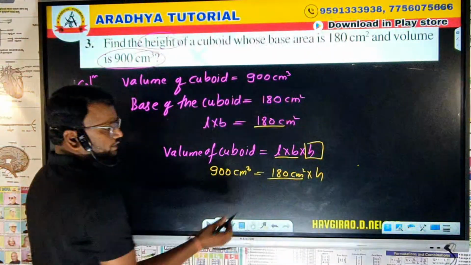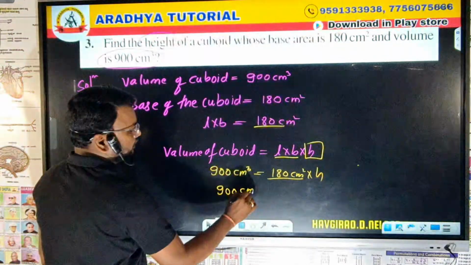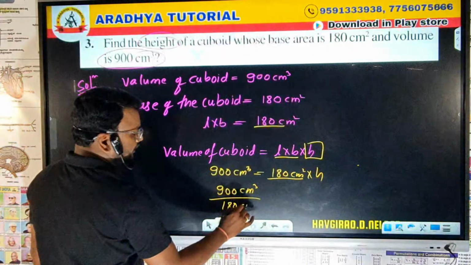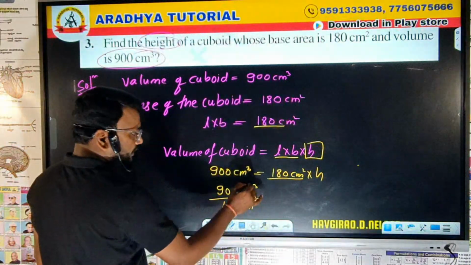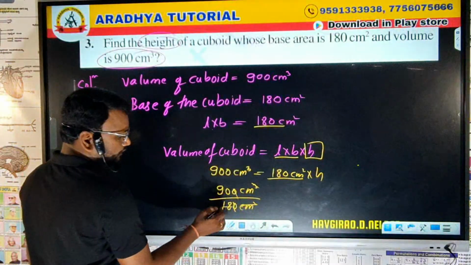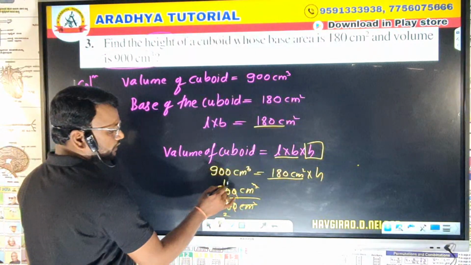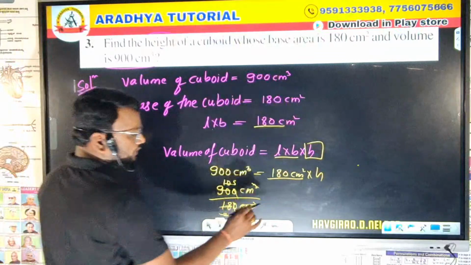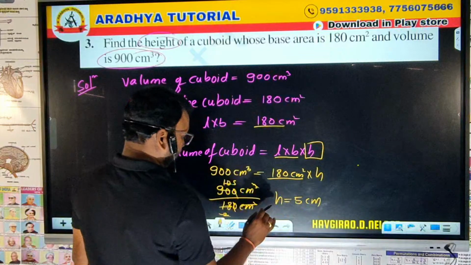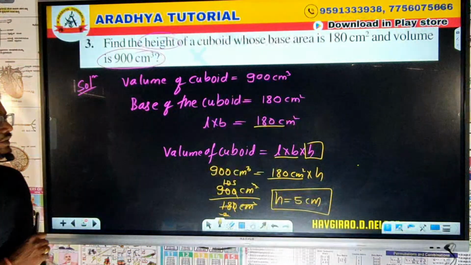Send this 180 centimeter square to the LHS side. 900 centimeter cube divided by 180 centimeter square. Centimeter square, 1 centimeter square gets cancelled, remains centimeter. 0 0, 18 1s 18, 9 2s 18, 9 10s, 2 1s, 2 5s. That is H equals 5 centimeter. Height of the cuboid is 5 centimeter.